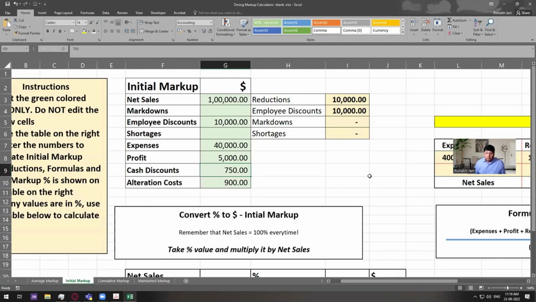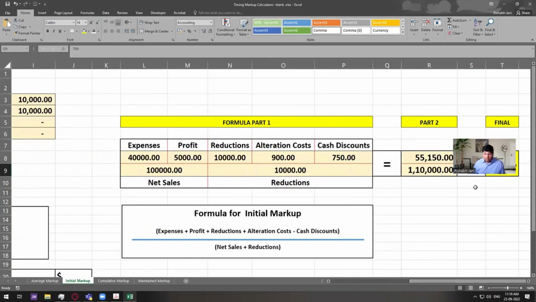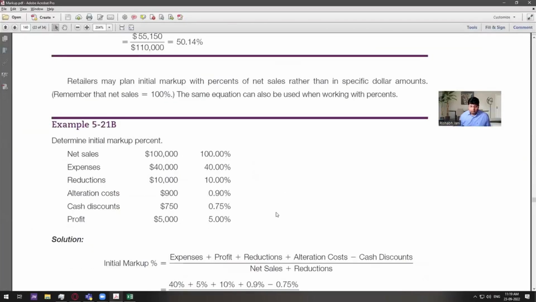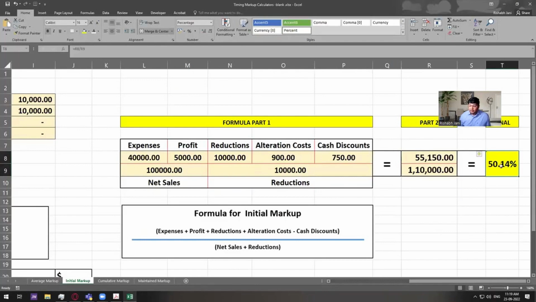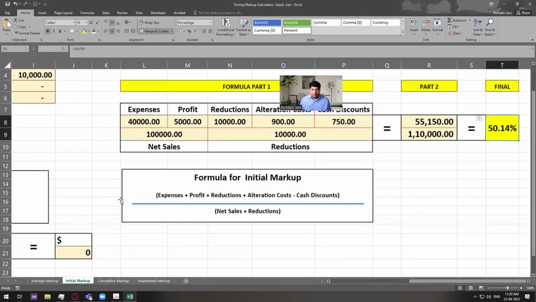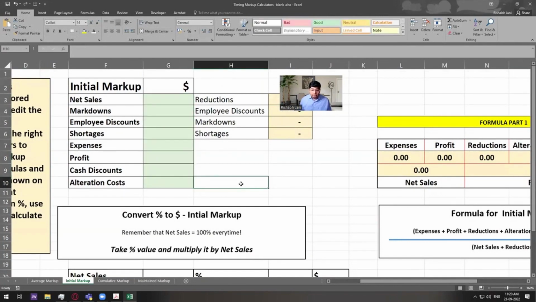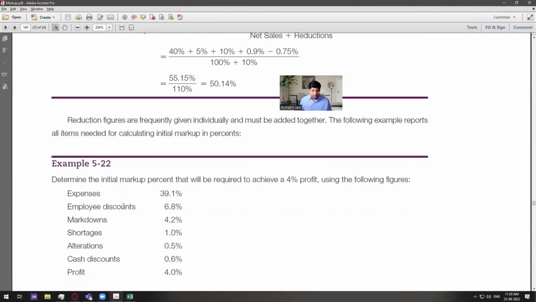Right. So now, if we follow the formula, it should give us our final answer of 50.14. Easy to understand, right? Expenses plus profit plus reductions plus alteration cost minus cash discount. And then we go down, net sales plus reductions. Easy to understand. Okay. Now let's keep this question in mind. I'm going to delete these numbers and let's go to the next one.